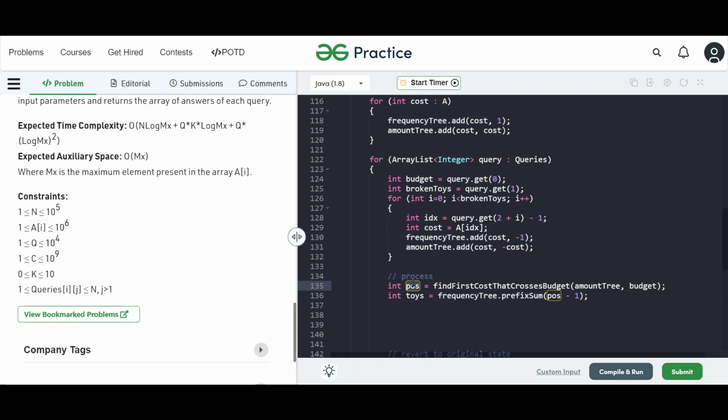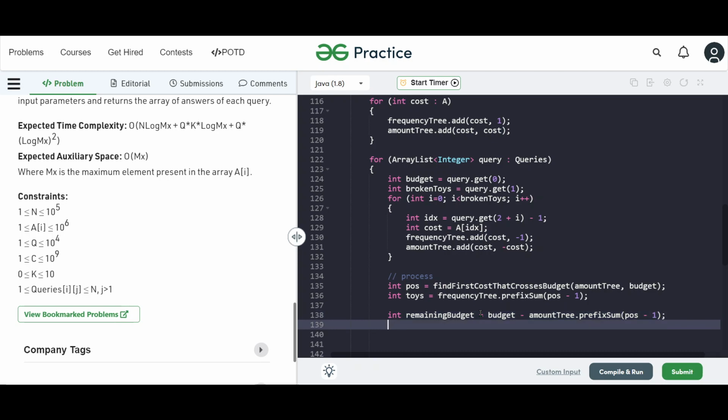And so to find that, let's compute the remaining budget. Remaining budget is the amount tree prefix sum up to the previous cost. I will have spent this much money, and my original budget was this, so budget minus the amount spent. This is the remaining budget.